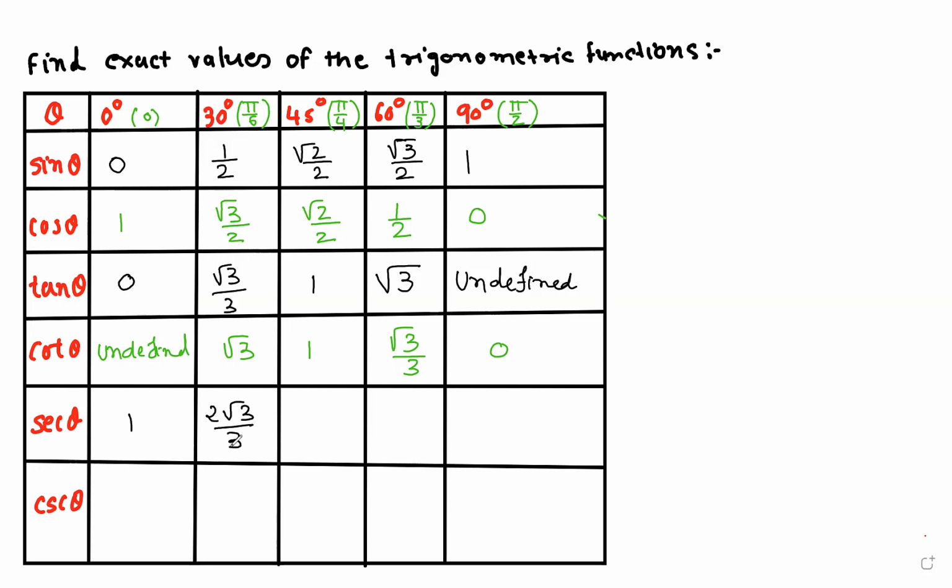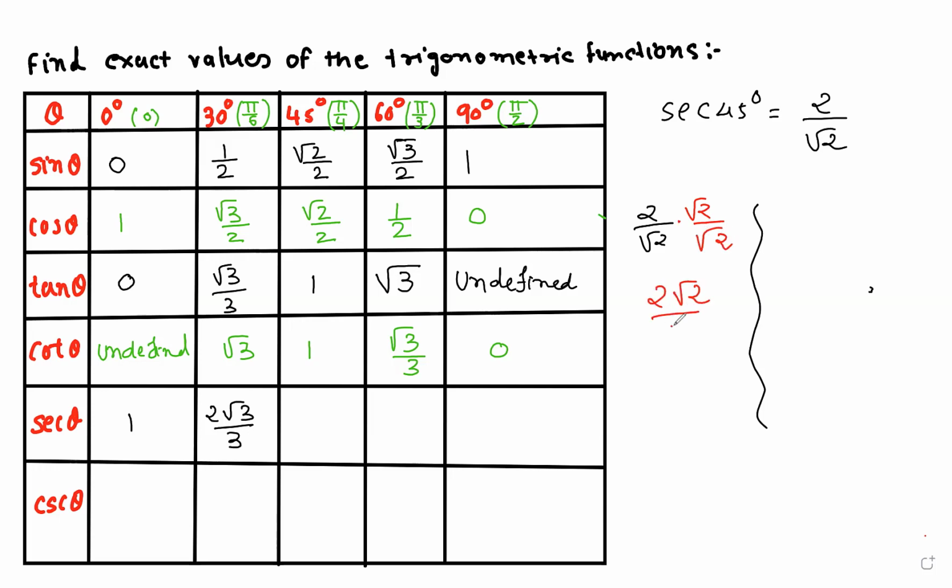Next one is secant 45 degrees. So secant 45 degrees is the reciprocal of cosine 45 degrees, which is 2 over square root of 2. Now we can simplify this two ways. Using algebra, we can simply rationalize our denominator. So multiply the top and the bottom by radical 2. We get 2 square root of 2 over square root of 4, which is 2 square root of 2 over 2. The 2 in the numerator and the denominator get cancelled. So our final answer is radical 2.